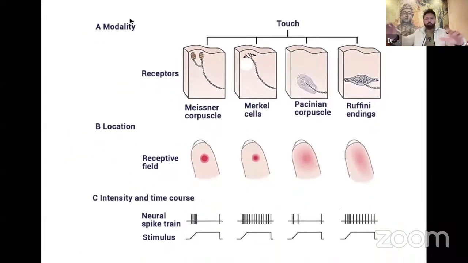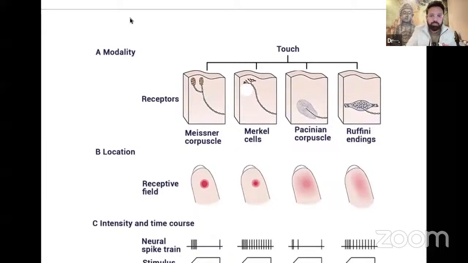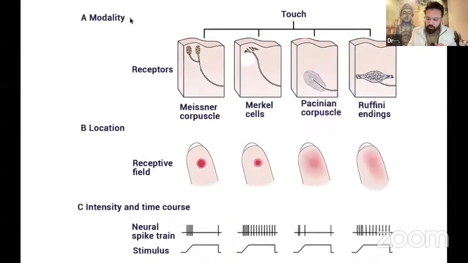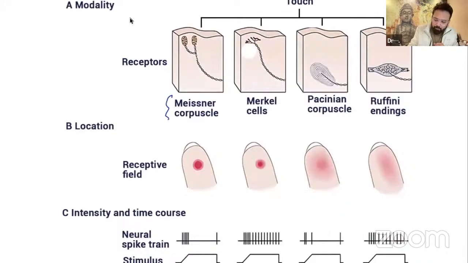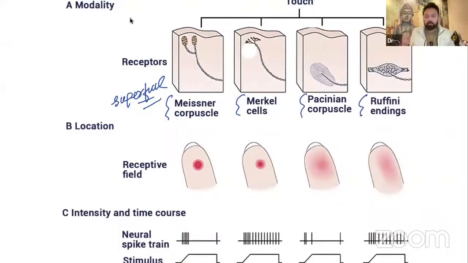Now, if you talk about the cutaneous receptor, touch receptor, we know there are 4. These are superficial. So, Meissner's and Merkel, they are superficial. Pacinian and Ruffini, in comparison to that, they are in the depth. Meissner's are for lateral motion.